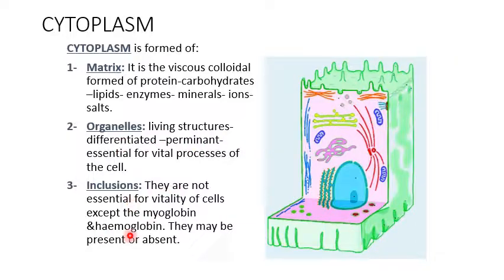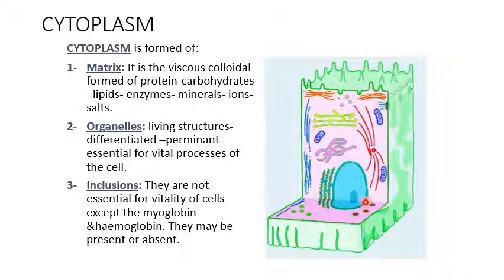Inclusions, the difference from organelles. They are not essential for the vitality of the cell, maybe stored food. Some of the inclusions are very important, such as myoglobin and hemoglobin. They are oxygen binding proteins. Between the organelles, nucleus, and the inclusions, there is a matrix which appears as a colloidal structure formed of protein, carbohydrates, enzymes, minerals, irons.